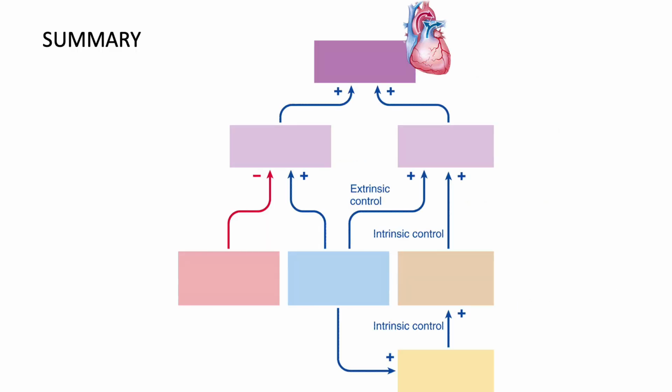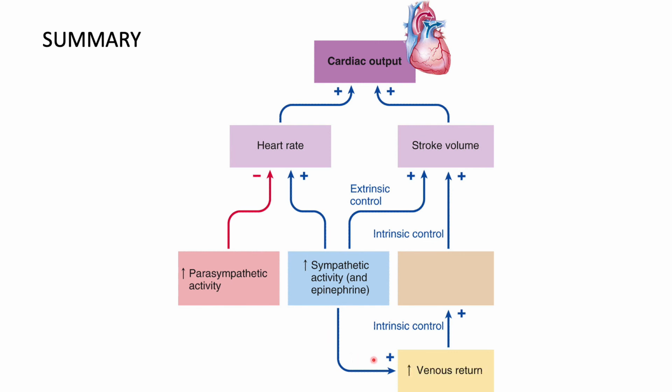Okay, let's put it all together for the final picture. You can complete your worksheet. This is on there as well. So we have cardiac output, right? And we know that this is a product of heart rate and stroke volume. Heart rate can be influenced by parasympathetic or sympathetic activity. Okay? Sympathetic activity can also increase venous return, right?